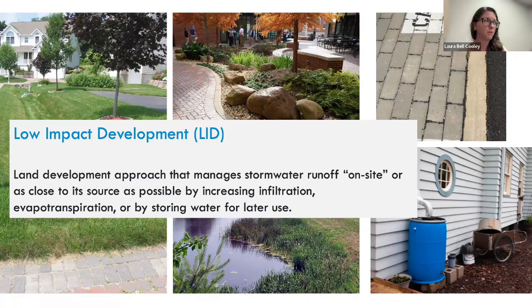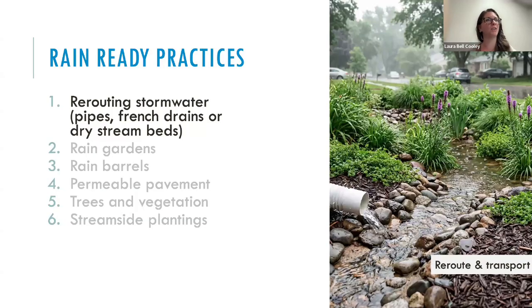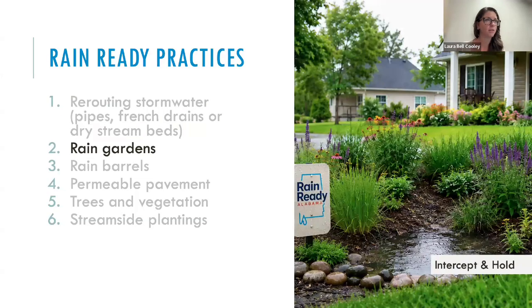So a lot of what we talk about today would be considered low impact development. Okay, just a quick run through of what some of these practices are. So thinking about rerouting stormwater through your landscape or out of your landscape. So that might be things like pipes, French drains, or even dry stream beds. We'll talk more about that.